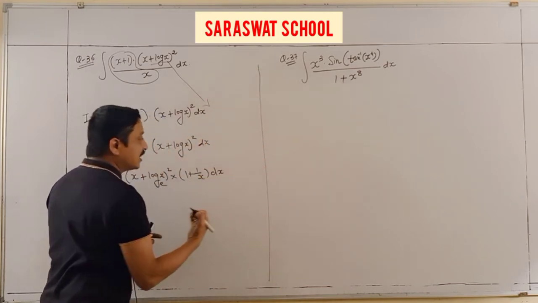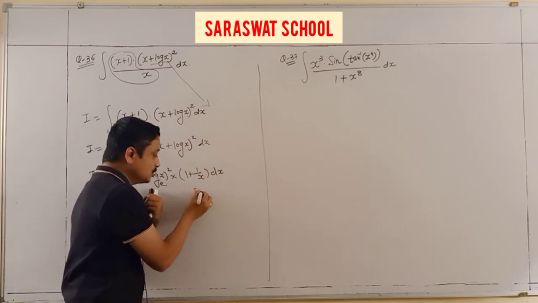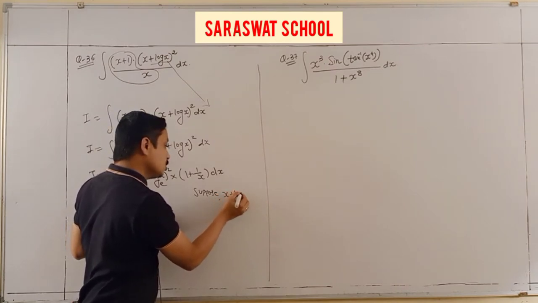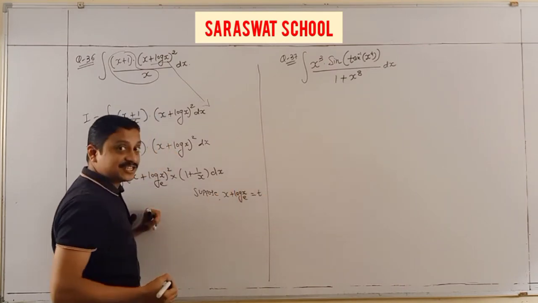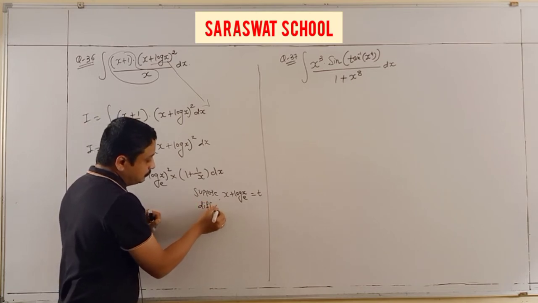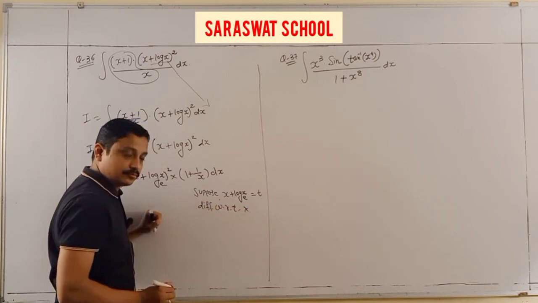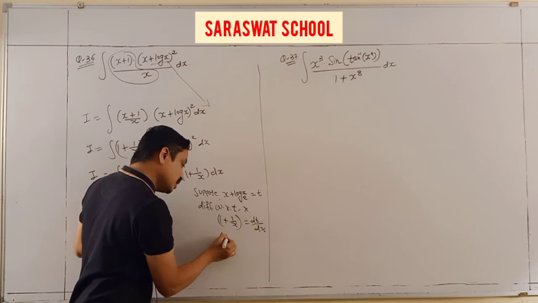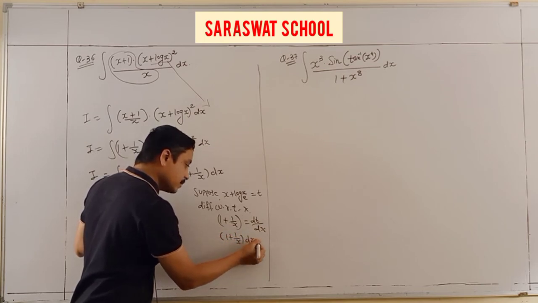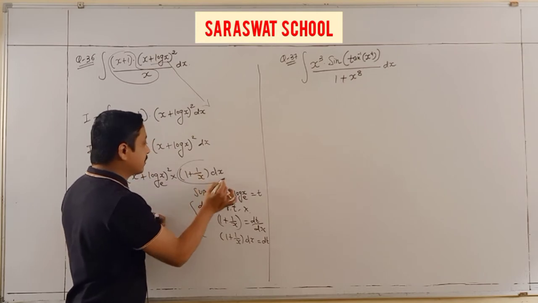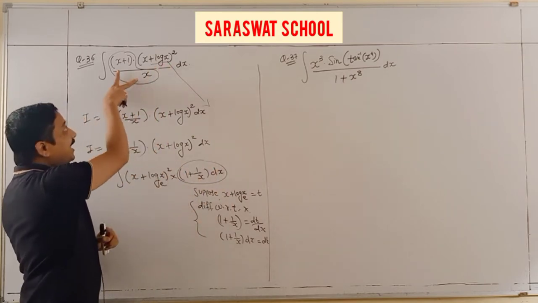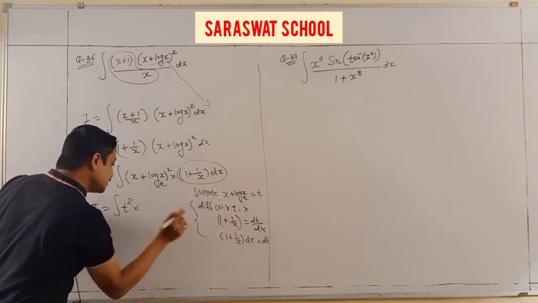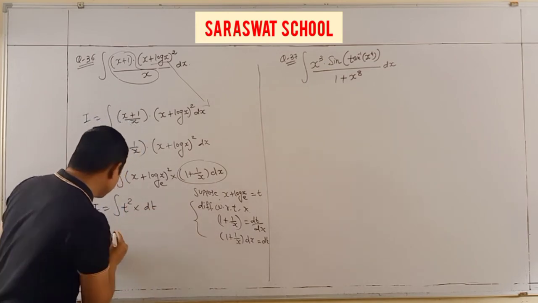Students, finally I did that here, the suggestion t. Suppose x plus log x is t, and take the derivative, differentiation with respect to x. So 1 plus 1 upon x, here dt by dx. So your dt is 1 plus 1 upon x dx. And this I already prepared according to the thinking. So students, my integrand is t square and that is dt. Finished. So what's your answer?